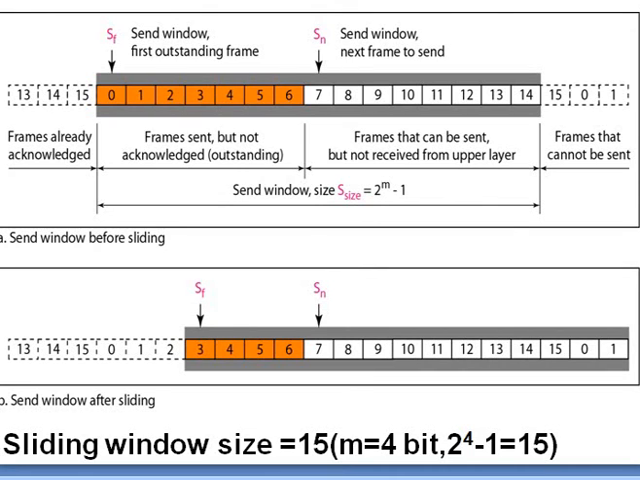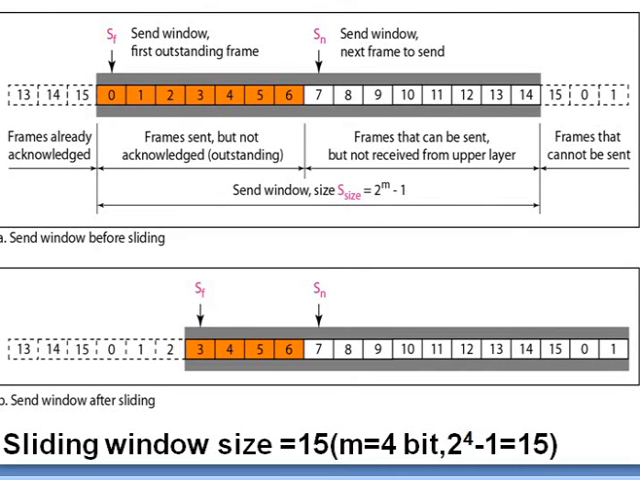The first region, from the left to the right, that is the left wall of the window, defines the sequence numbers belonging to the frames that are already acknowledged. The second region defines the range of sequence numbers belonging to the frames that are sent and have an unknown status, that is, they are not acknowledged yet. The sender needs to wait to find out if these frames have been received or lost. We call these outstanding frames.